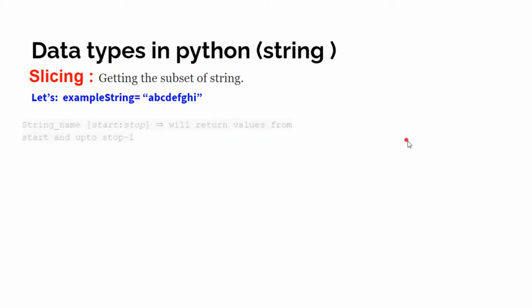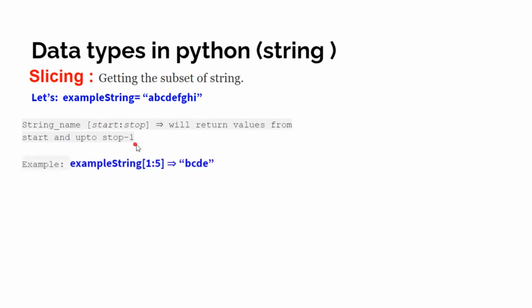So how does slicing work? This is the syntax of slicing. For slicing, first we need to pass the start index, and then we need to pass the stop index, and there will be a colon between these. This will return values from start up to stop minus 1. So we will get the values from start to stop minus 1.